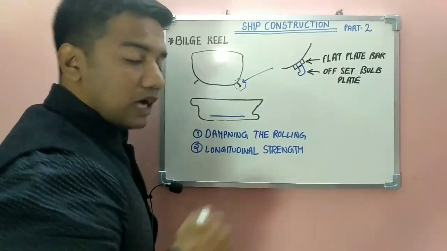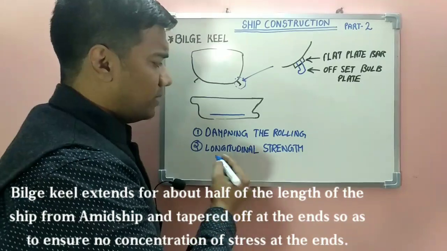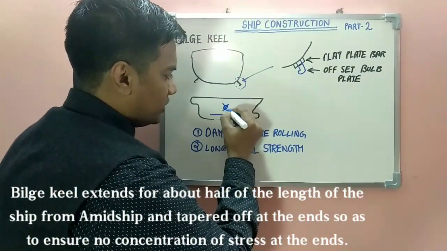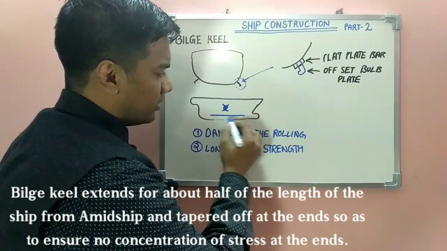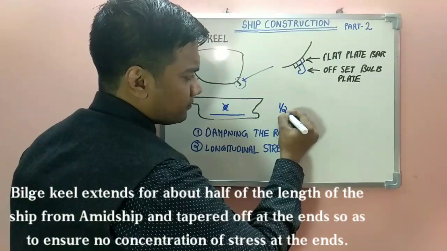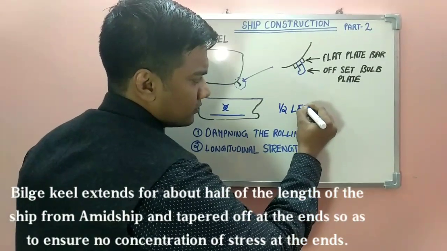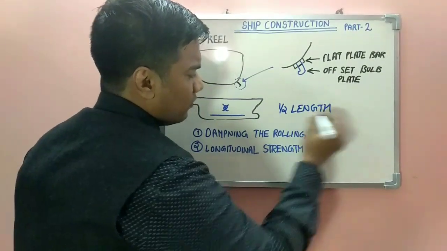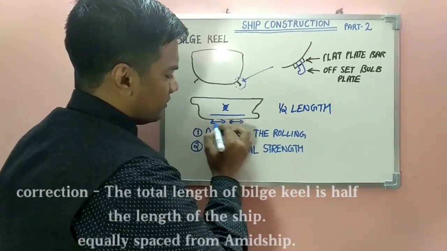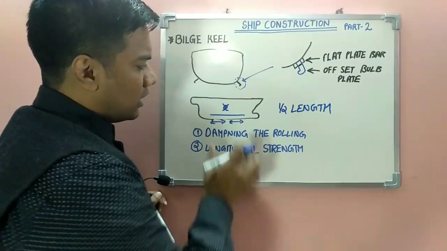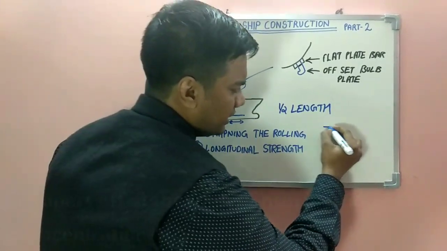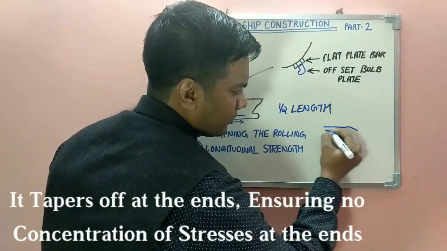And how long is the bilge keel present on the ship? From your midship section, the bilge keel extends to one half of the length of the ship on either side. This is the length for which the bilge keel is present.